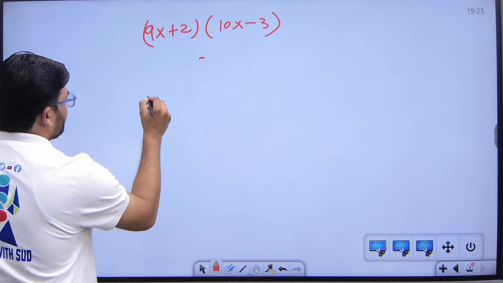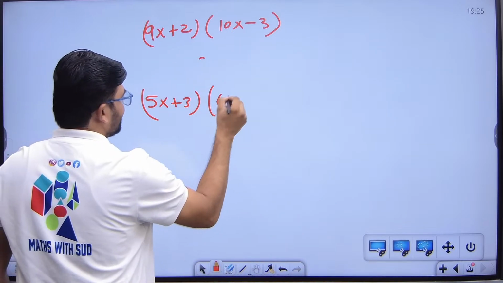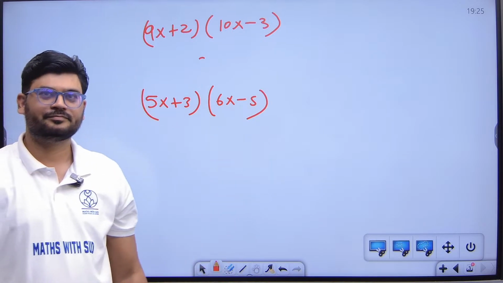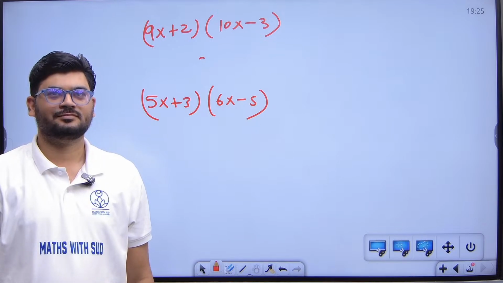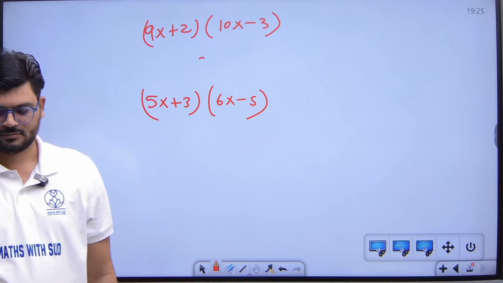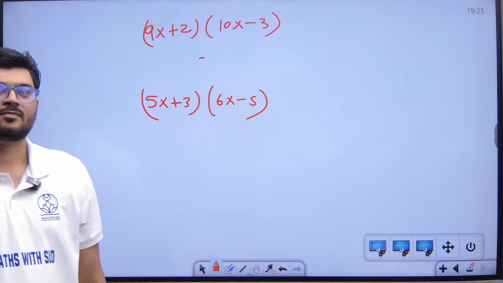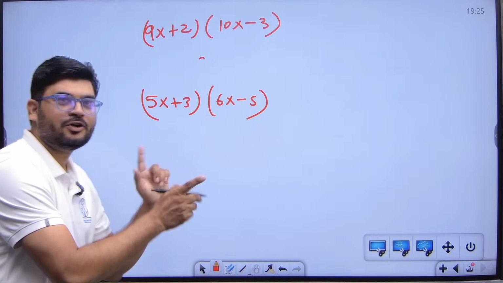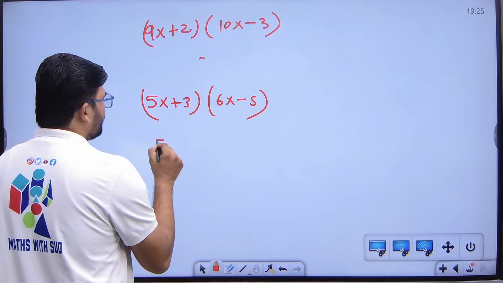I am giving you one more question. 5x plus 3 into 6x minus 5. Tell me quickly. 5 into 6x square, plus 5 into minus 5 plus 3 into 6, whole thing multiplied by x, plus 3 into minus 5. Good one. Now you understood what to multiply and where to look at.